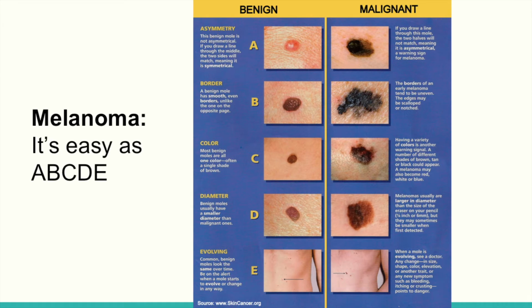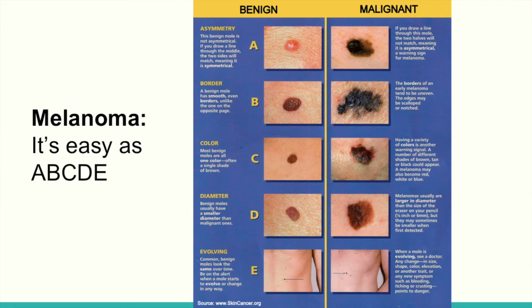So in melanoma, it's the ABCDE rule. A is for asymmetry, B is for border, C is for color, D is diameter, and E is evolving, or is it changing over time. So let's just go through this one at a time, and let's start with asymmetry.